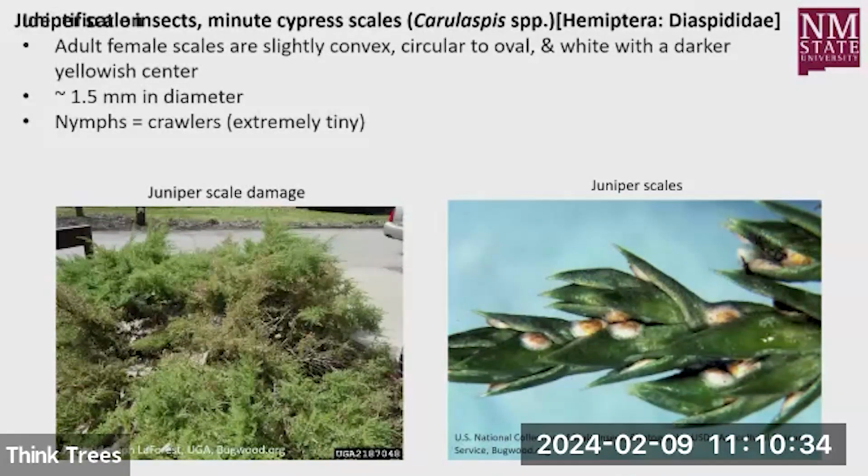Next thing I have here are these juniper minute cypress scales. I get a lot of questions about scales, and I'll go over a few of them. Scales are super strange insects. They are related to aphids. They're piercing-sucking mouthparts insects that feed on a plant similarly to the aphids. But scales are very strange. There's a variety of species of them. They have these waxy coverings.